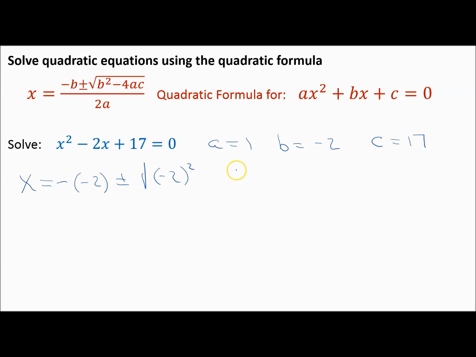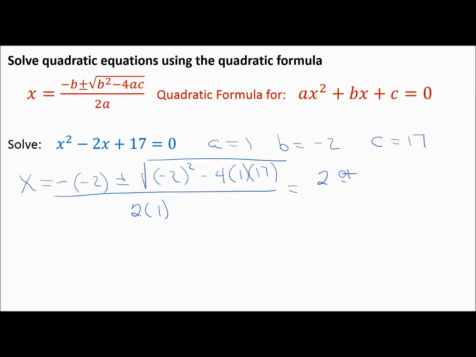Notice the parentheses are required because I'm squaring the negative 2. Minus 4 times a is 1, c is 17, and that's all divided by 2 times a is 1. I'm going to continue simplifying to the right. So the negative of the negative 2 turns positive 2, plus or minus the square root of negative 2 squared is 4, because negative 2 times negative 2 is positive 4.